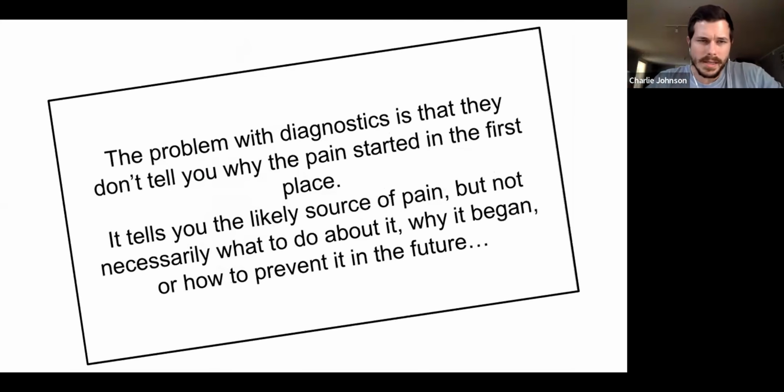And again, I want to highlight this, right? So Charlie, you share with me how to evaluate systematically to tell if SI joint is the problem or not, but what do I do about it? So the problem with diagnostics is, again, they don't tell you what started it. They say, hey, this is going on, but it doesn't necessarily tell you what to do about it, why it began, or how to prevent it. So how do you treat it?